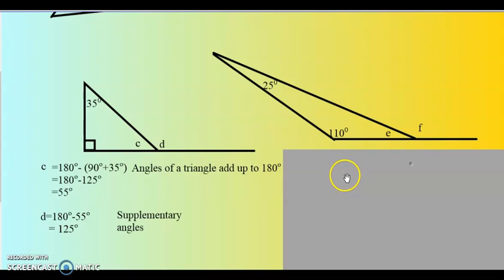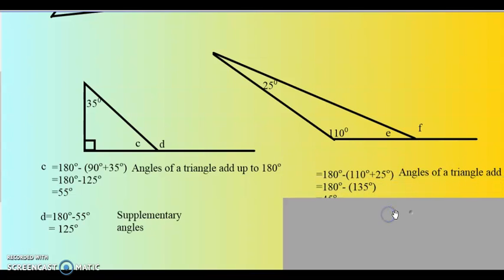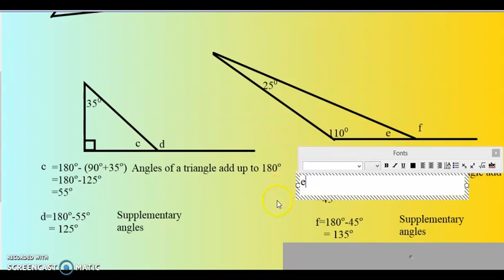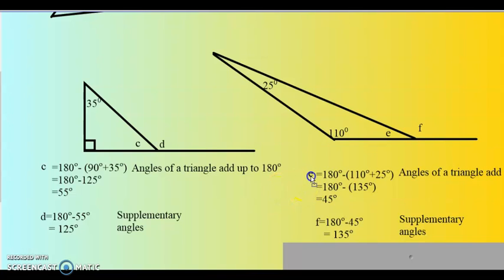Okay, so let's see. We add these two together and subtract it from 180 degrees because the angles of a triangle add up to 180 degrees. So 180 degrees minus 135 degrees is equal to 45 degrees. We look at F. F is then 180 degrees minus the 45 degrees that is E. That will give us 135 degrees. I'm sure all of you are comfortable with that.